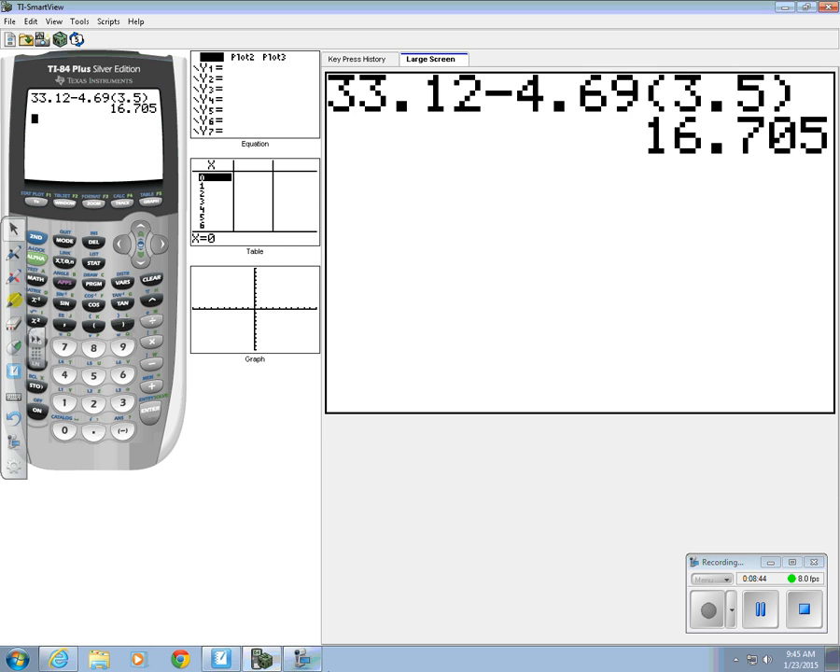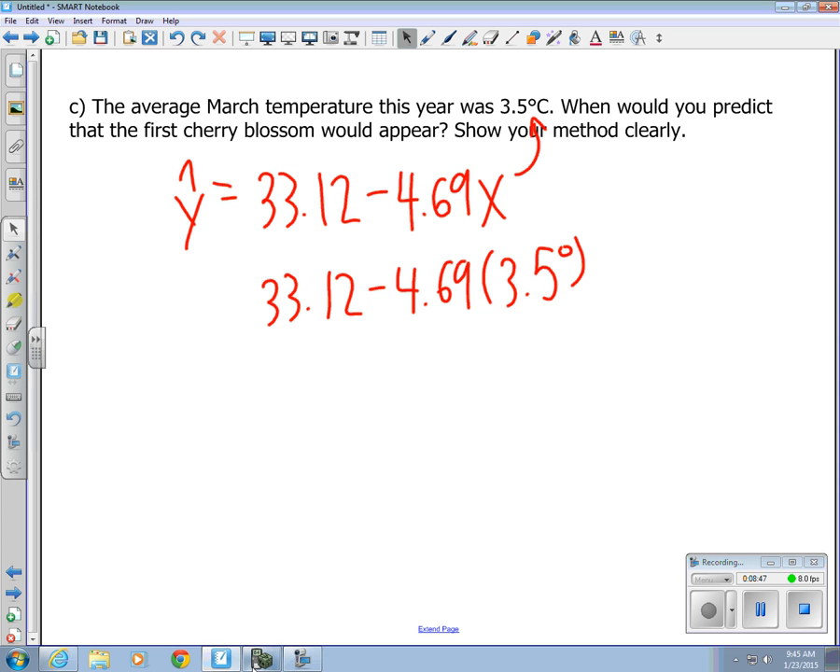So 16.705 is the predicted number of days in April before the first bloom if the average temperature in March was 3.5 degrees Celsius.